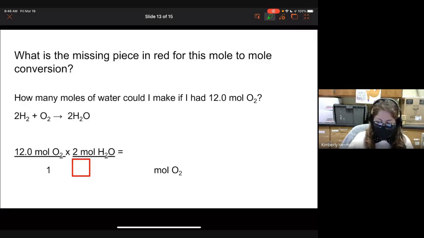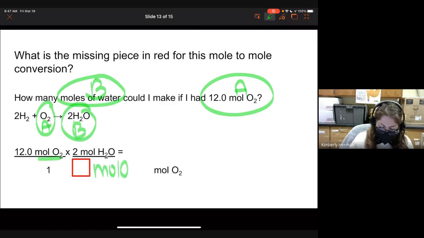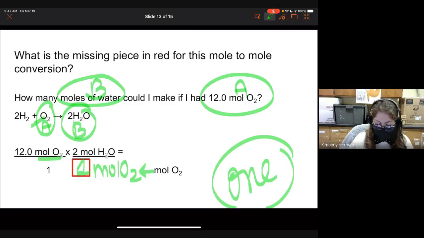So what's the missing piece in red for this mole to mole conversion? How many moles of water, that's my B, could I make if I have 12 moles of O2, which is my A? So this is my A, this is my B. Notice that we have mole of O2. We're going to have mole of O2 there. It just got a little shifted over. So we have to look up at our coefficient. If there's no coefficient, we would say the missing number for this would be 1.